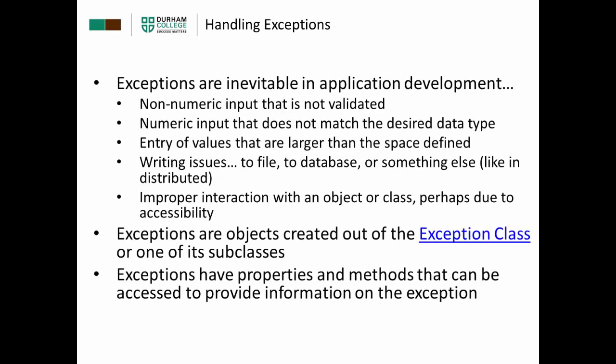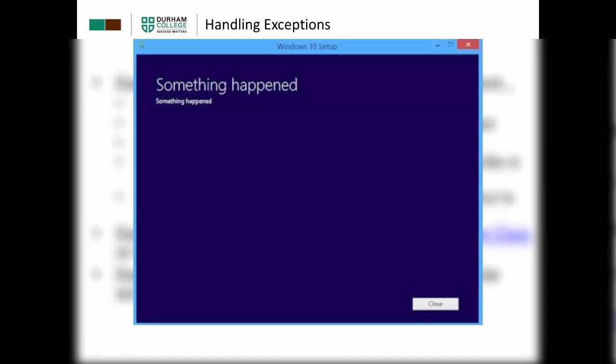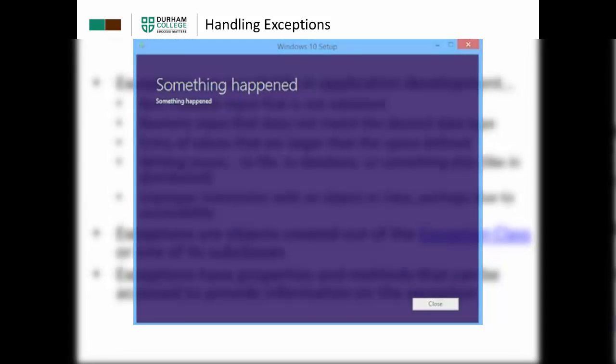Exceptions are inevitable in application development, and really it could be said that all proper application development does include exception handling. You can at least catch unexpected things and make the program react to them in a way you expect. And that's why we see error messages like the "something happened" message that we see in Windows 10 sometimes.